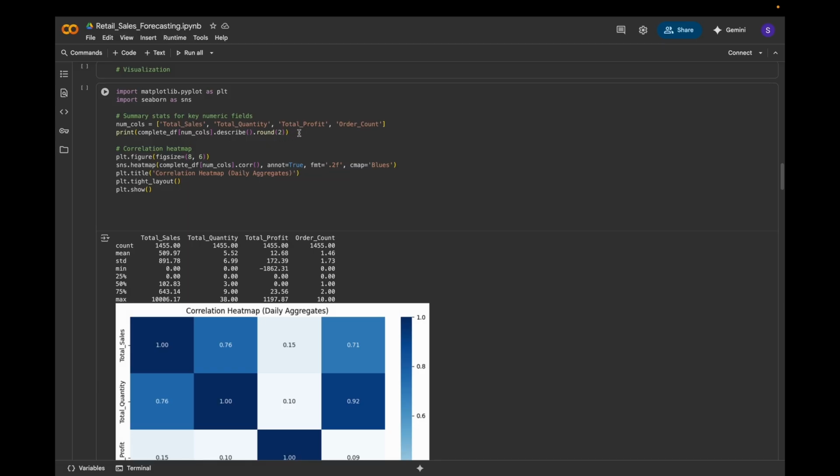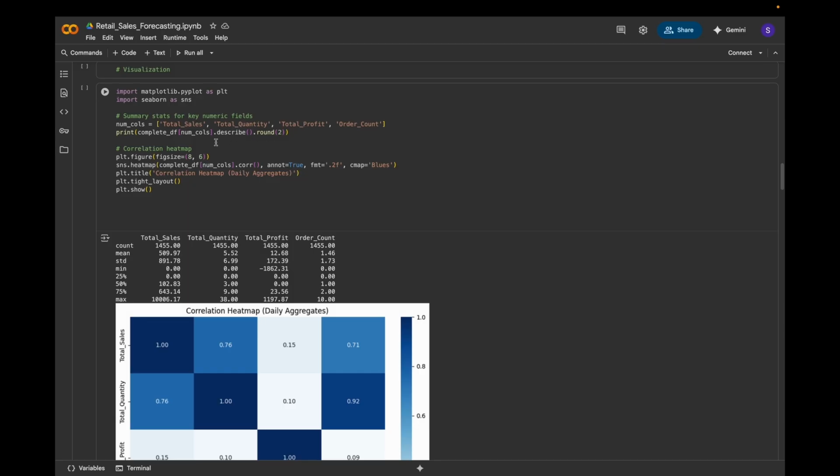Basically what this block of code does, it selects the main numerical columns over here, and prints out their statistics summary, such as their count, their mean, their standard deviation, and their maximum, and the 25% quartile all the way to the 75% quartile.